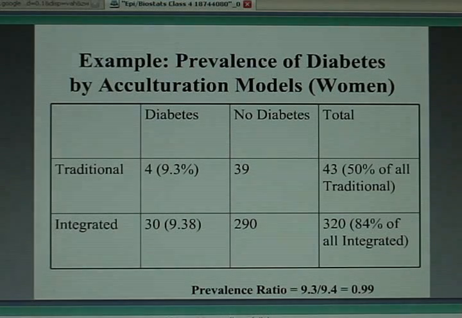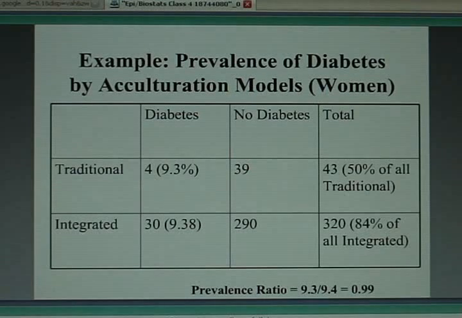Among the integrated group, let's suppose 30 of them have diabetes. Their prevalence is also around 9.3. So among women, they have essentially the same prevalence, 9.3 in the traditional group, 9.4 in the integrated group, to 2 decimal places. Now the prevalence ratio is only around 1 among them. It doesn't matter what group you're in. If you're a woman, you have the same prevalence of diabetes.